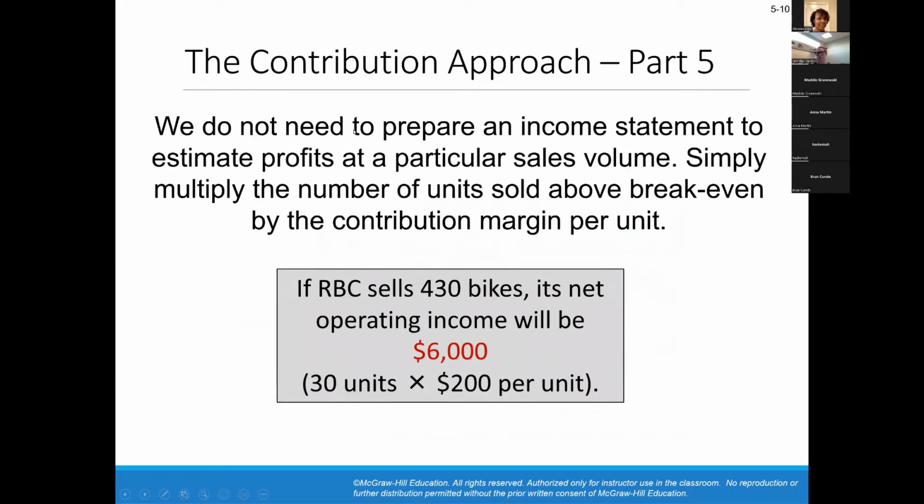Okay, so we don't need to prepare an income statement to estimate the profit for a particular sales volume. So we can just say, here's the number that's sold above the break-even point and multiply it by the 200, which is that contribution margin, so that I know, okay, what is that operating income going to look like? In this example, I know that 400 is my break even, and they're saying we're going to sell 430 bikes. So they're looking at what is above that break even point. Well, it's 30. So I'm going to take the 30 and multiply it by my contribution margin so that I know what is my operating income going to look like. And here it is right here, 6,000.